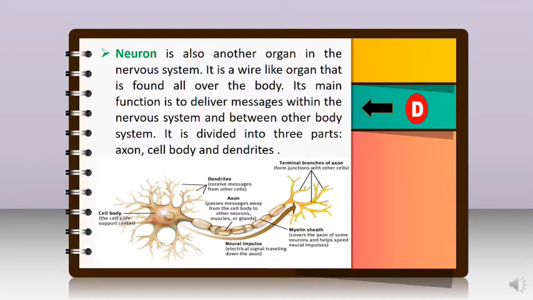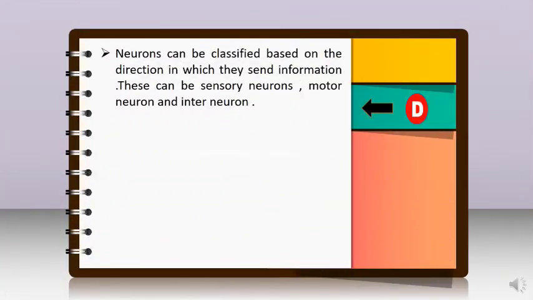Mga transmitters ng stimulus or stimuli from the different parts of the body papunta ng brain. Then the brain will interpret the message being received by the different senses, and after interpretation, the message will go back to the body parts in order to give the appropriate action. Neurons can be classified based on the direction in which they send information. This can be sensory neurons, motor neurons, and interneurons.